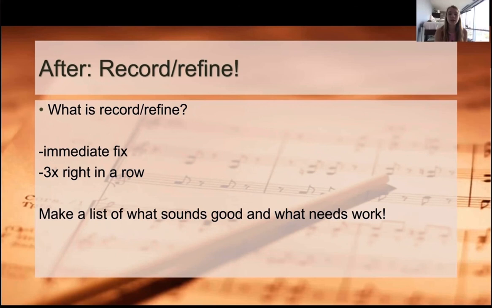You can do an immediate fix where you identify a very small section of music and say, oh, I'm playing this note out of tune. I need to get that one a little bit lower. And then you immediately record again by fixing that note and then identify a new problem and keep going from there.